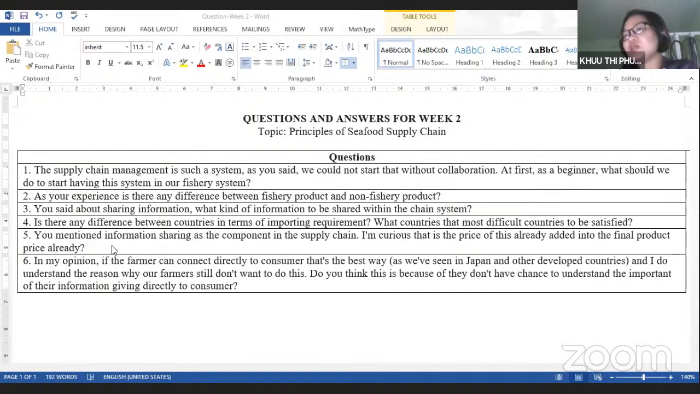You mentioned information sharing is a component in the supply chains. I'm curious, is the price of this already added into the final product price? Yes, actually, thanks very much, Dr. Subapong, for this question. It is the most difficult problem in our fishery system, actually.